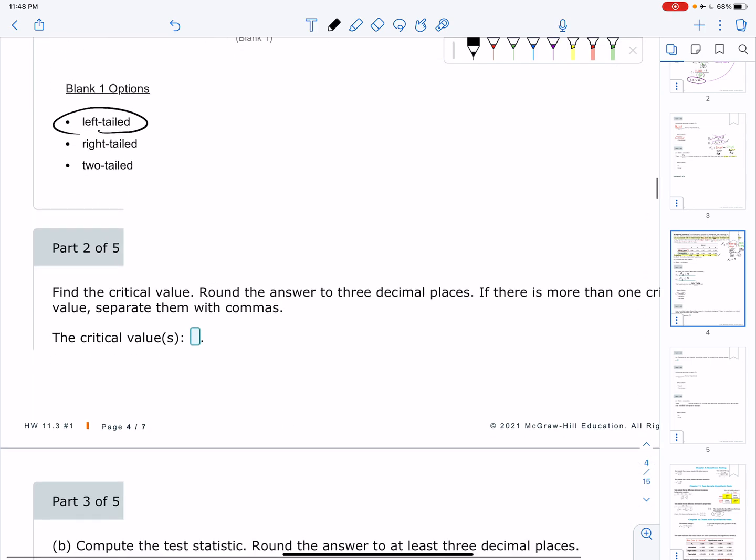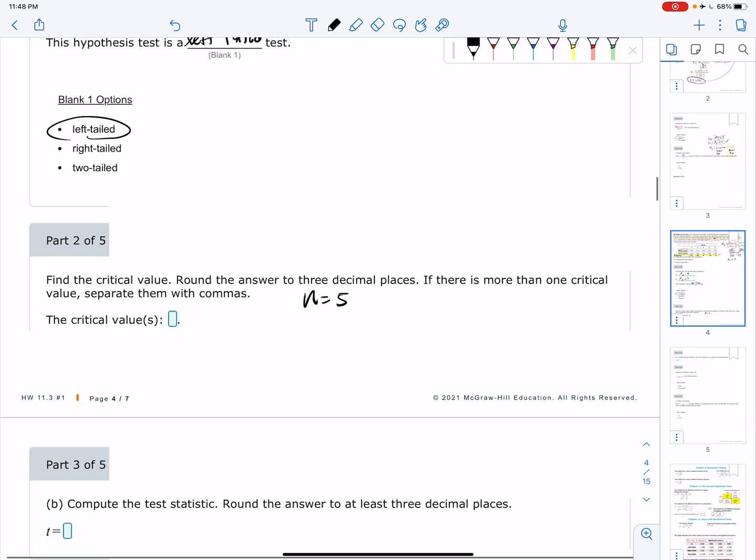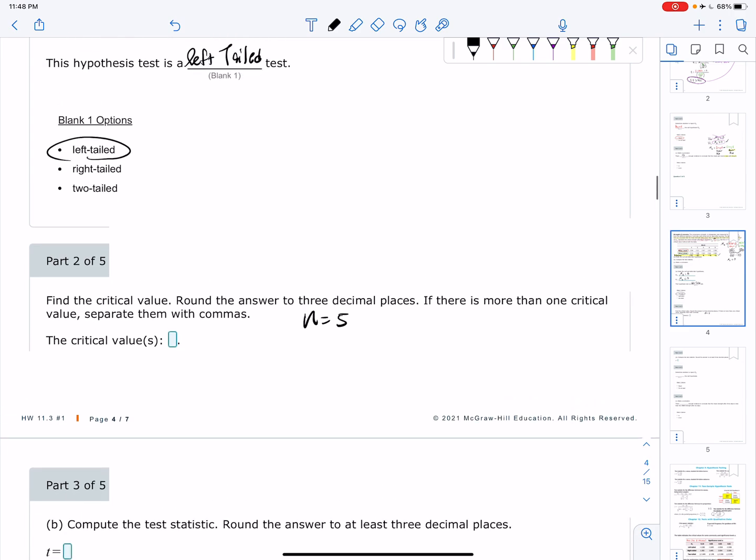And then we move on. Now we find critical values. We found out that our sample size is only 5. And once again, such a small sample size really should be looking at dot plots to make sure there aren't any major outliers or extremely skewed data. There isn't any data for that here, so we're just going to let it go. N is 5, so therefore our degrees of freedom is 4.